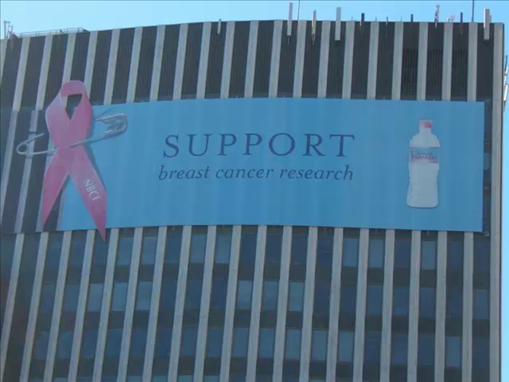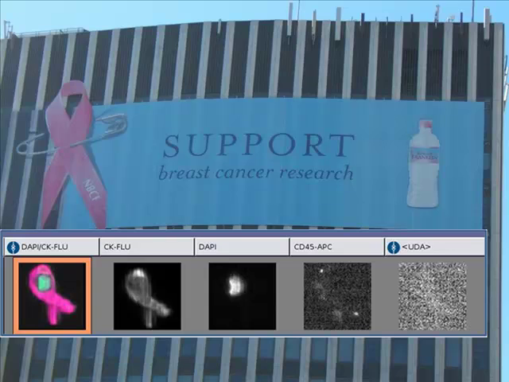This is Breast Cancer Awareness Month. I'm sure you're all aware of this. And I will also say this is an MCF7 cell, believe it or not. The only photoshopping here is we just changed the colors and made DAPI green and made the cytokeratin pink. And so thank you very much.